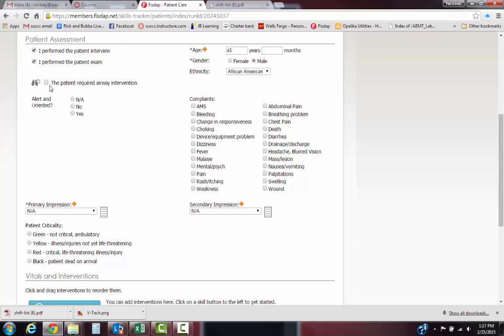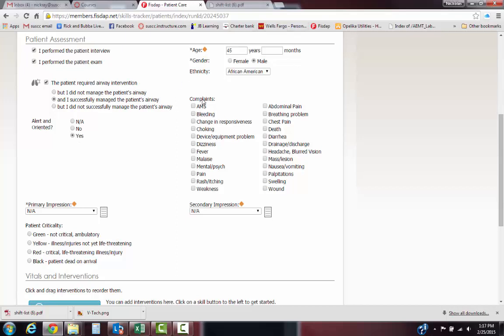Did the patient require an airway intervention? Did you manage the airway? Did you put an OPA in? Did you bag them? If you did, then yes, he required an airway intervention, and I successfully managed the airway, or I didn't. Was he alert and oriented?